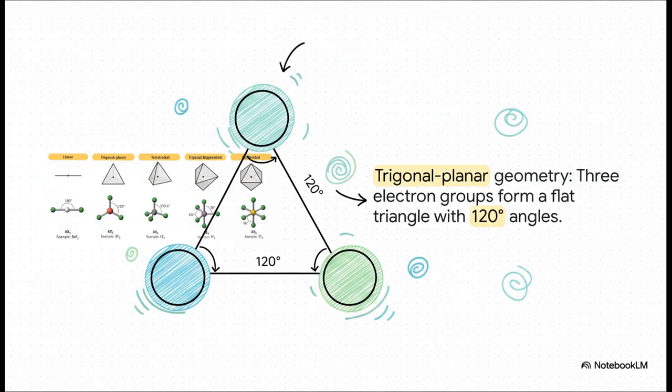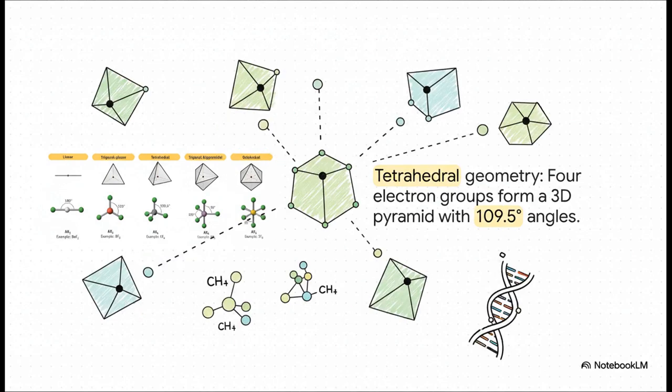Okay, now what if we have three groups? Well, they can't make a straight line. The best they can do is spread out into a flat triangle, kind of like a peace sign. Each one is 120 degrees away from the others. That's trigonal planar. And with four groups, now things have to get three-dimensional. To really get away from each other, they form this 3D pyramid shape called a tetrahedron. And this shape is everywhere. It's a cornerstone of organic chemistry and even biology. It's fundamental to so many molecules, including the ones inside our own bodies.